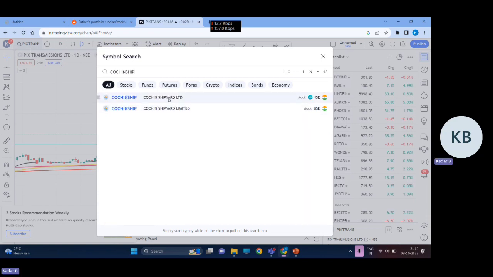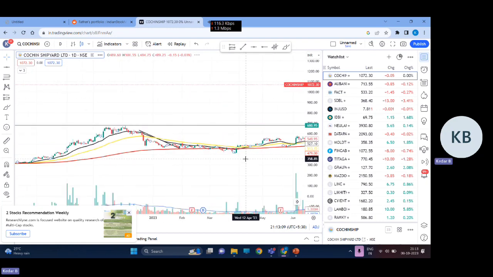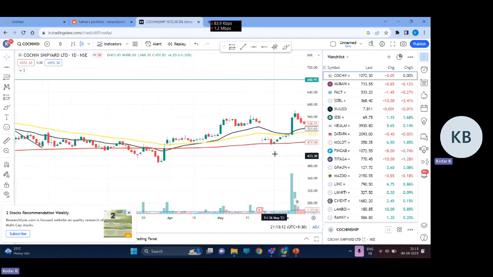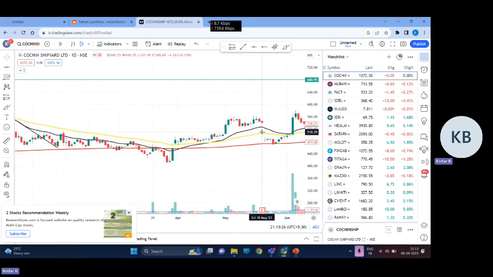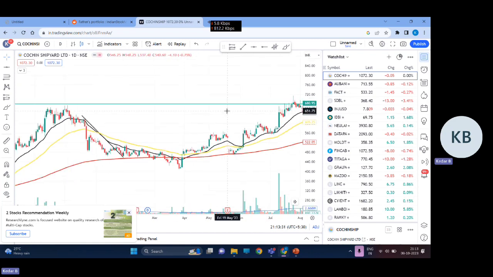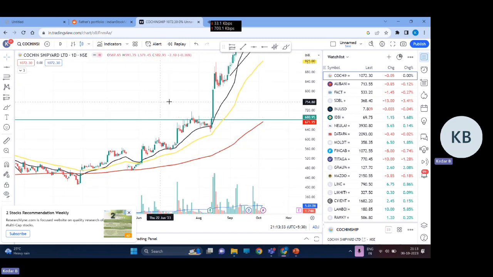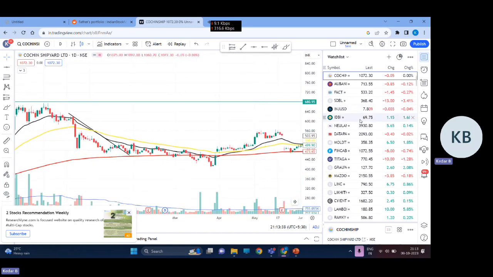I took a loss even in Cochin Shipyard, right around this time when the earnings came out and it dropped around 10%. I bought it around here, and this is where I booked a loss, and later it set up again and I bought it again around this time. That's no issue, but I never fail to follow my rules.